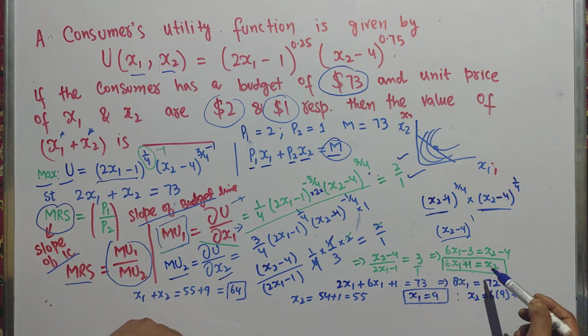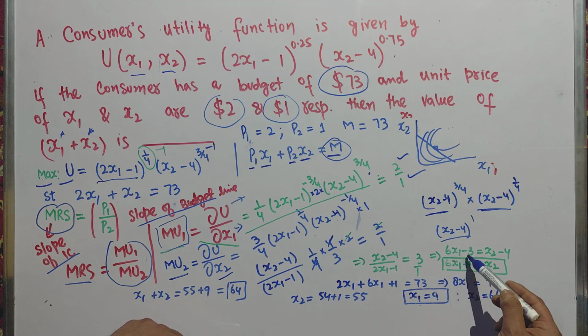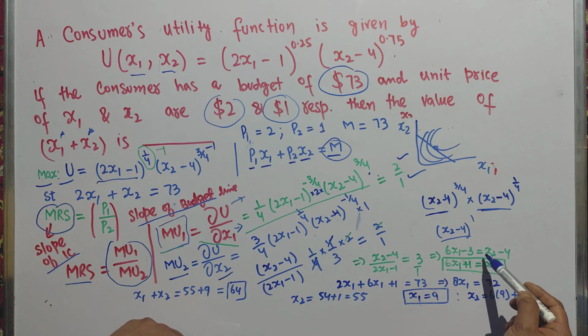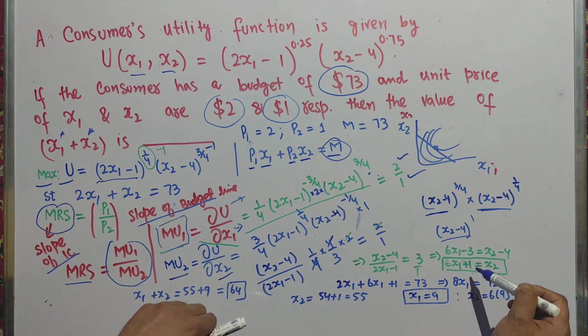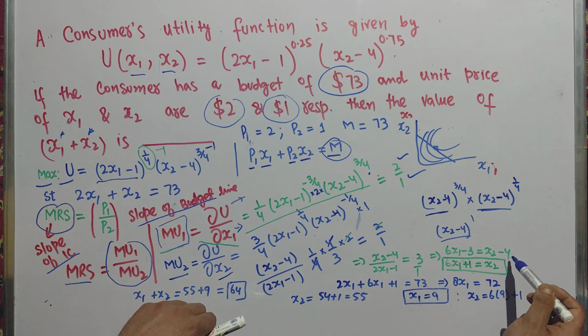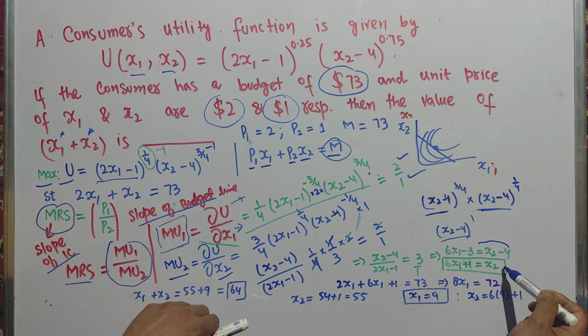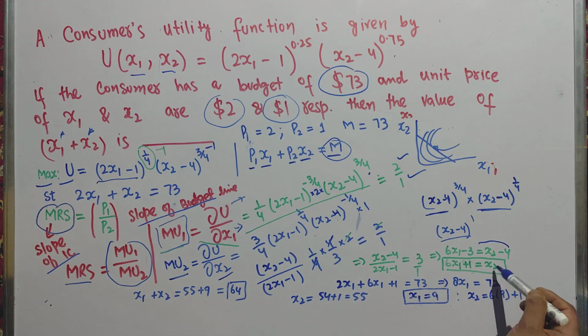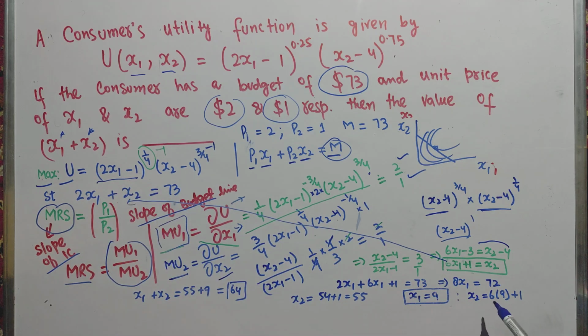Doing cross multiplication here, 3 into 2x1 is 6x1, minus 3 into 1 is 3, is equal to x2 minus 4. Which implies 6x1, transposing this minus 4, it becomes plus 4. So minus 3 plus 4 is plus 1, which is equal to x2. Now we plug the value of x2 into the budget constraint.